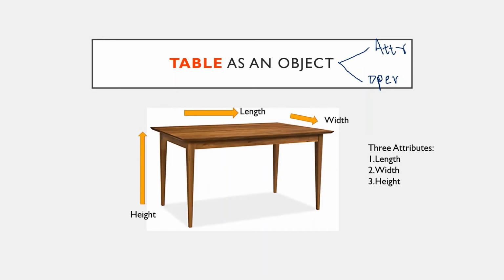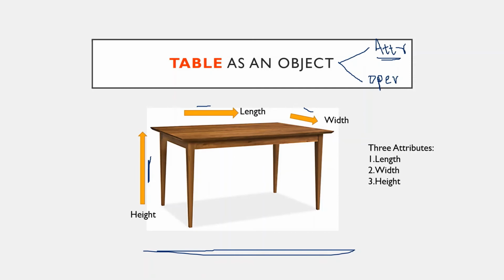Just now I told you this table is an object. Now what are the attributes? Attributes means some of the characteristics. What are the attributes? Length is an attribute. Yes, width is an attribute. Then height, this height is an attribute. So length, width and height, these are the attributes of a table. Now I think you can understand that these three are given three different values.